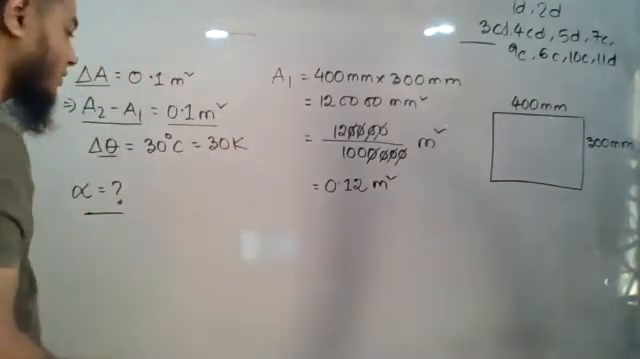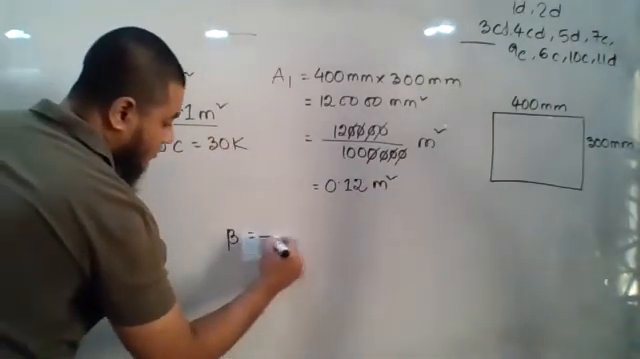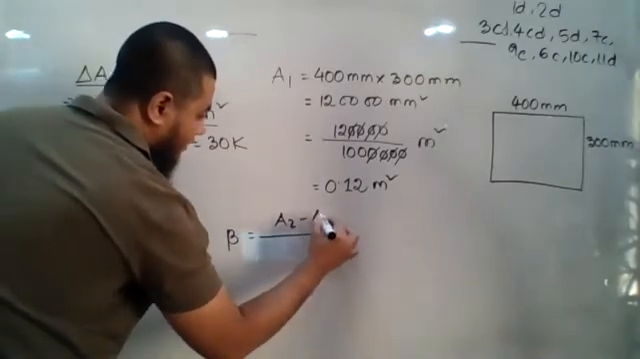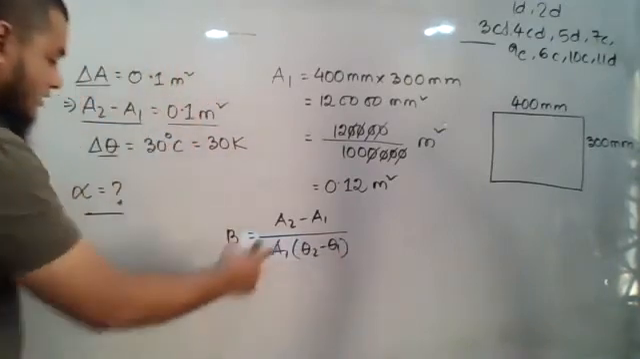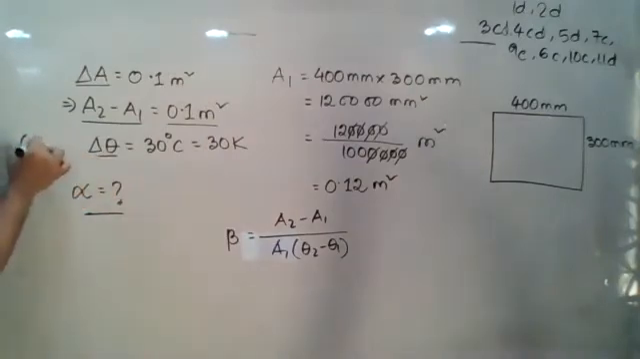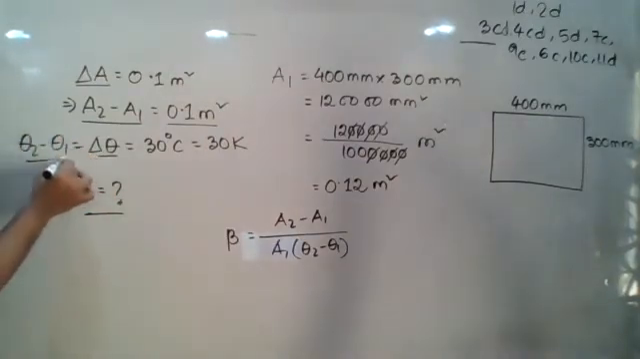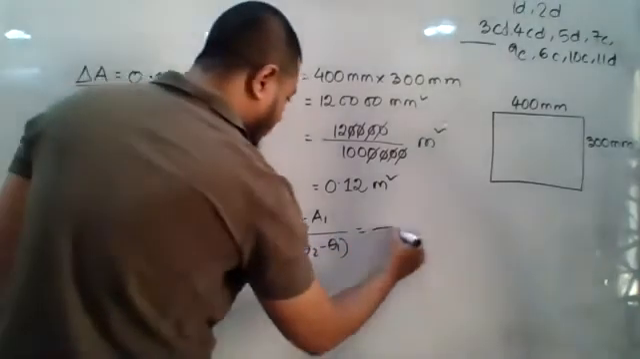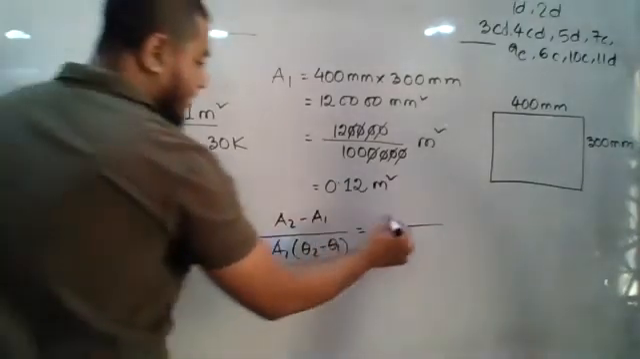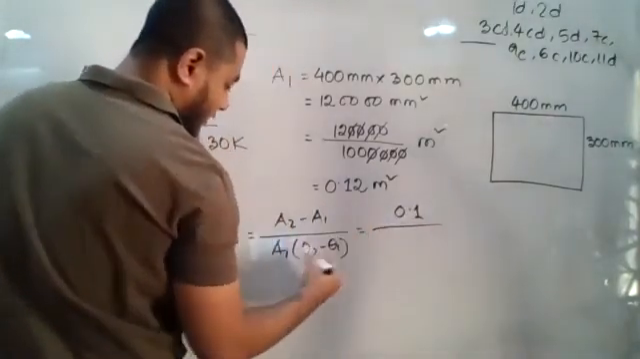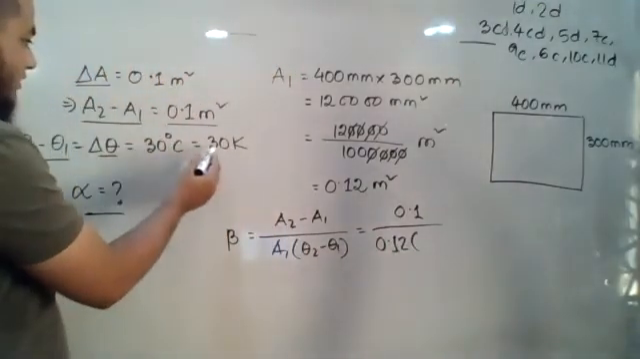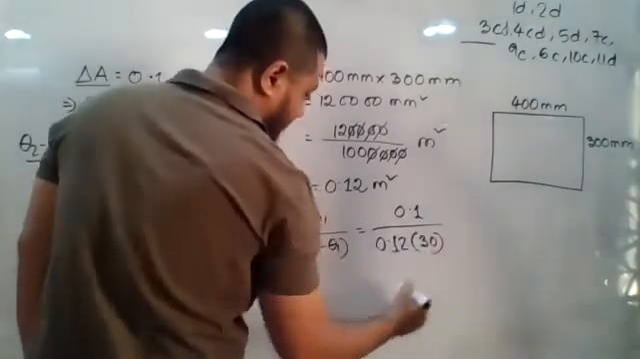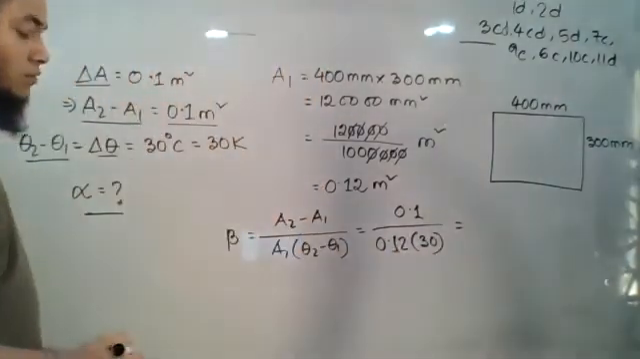So we have all the data ready. So beta, we can calculate. Beta is equal to A2 minus A1 divided by A1 into theta 2 minus theta 1. Theta 2 minus theta 1 is actually delta theta, right? Change of temperature is delta theta. Delta means change of something. So let us put the value. A2 minus A1 is directly given as 0.1 divided by the initial one, 0.12. Then theta 2 minus theta 1 is given as 30. So can you calculate the value?